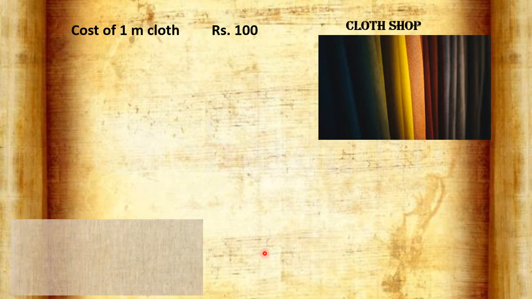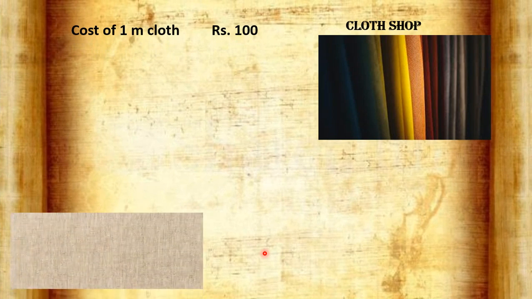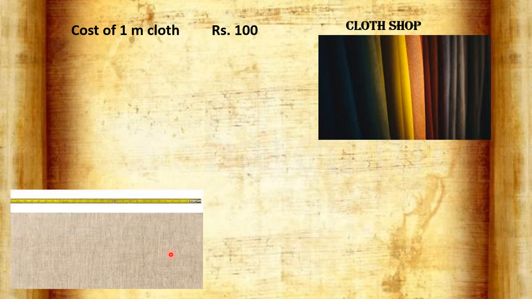Again, by an example, if there is a cloth shop and we visit there, we want to purchase cloth for a dress. From these dress materials, it says that the cost of 1 meter of cloth is 100 rupees, and we selected the cloth, and what we have to pay for 1 meter is 100 rupees. Correct?